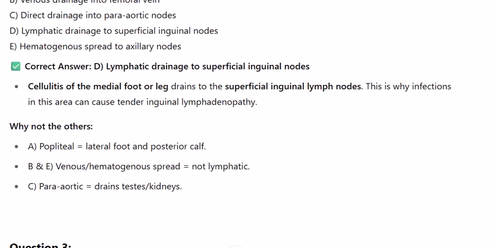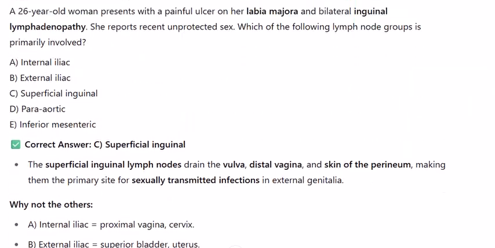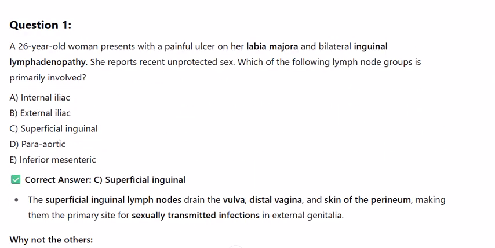Questions focused on the superficial inguinal lymph nodes, their drainage regions: distal vagina, vulva, scrotum, anal canal below the pectinate line, and skin below the umbilicus, and associated conditions like STIs and lower limb cellulitis.